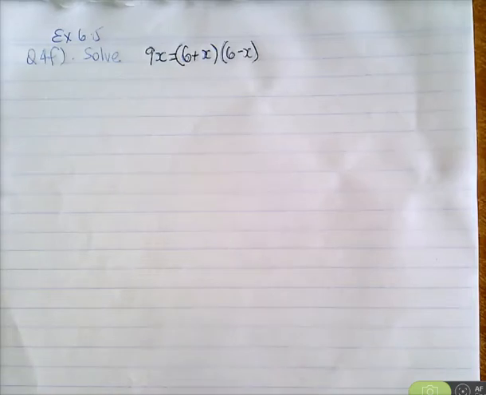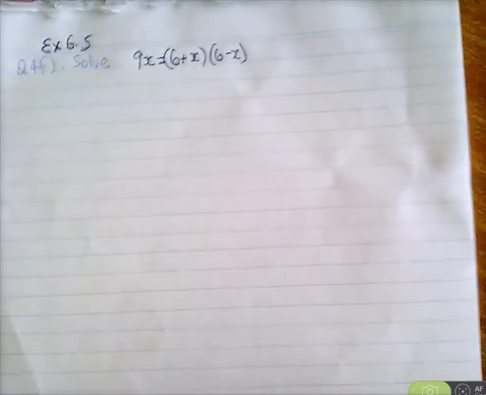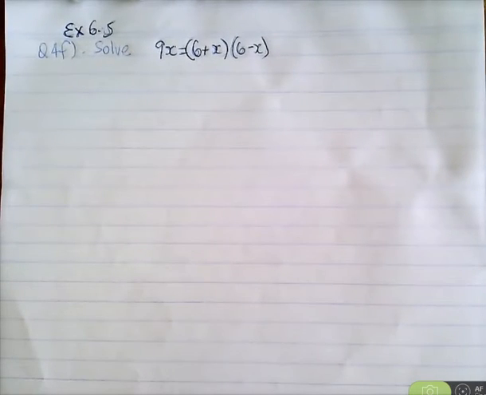Okay, girls, this is exercise 6.5. We're continuing. We're going through homework problems, and then we're going to be looking at questions 7 to 10 in exercise 6.5, which is simultaneous equations with quadratics, which are actually easier than the normal ones.